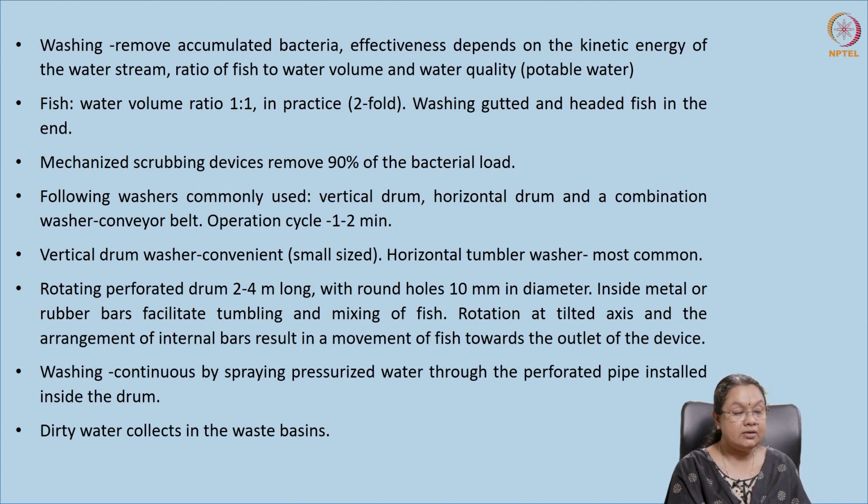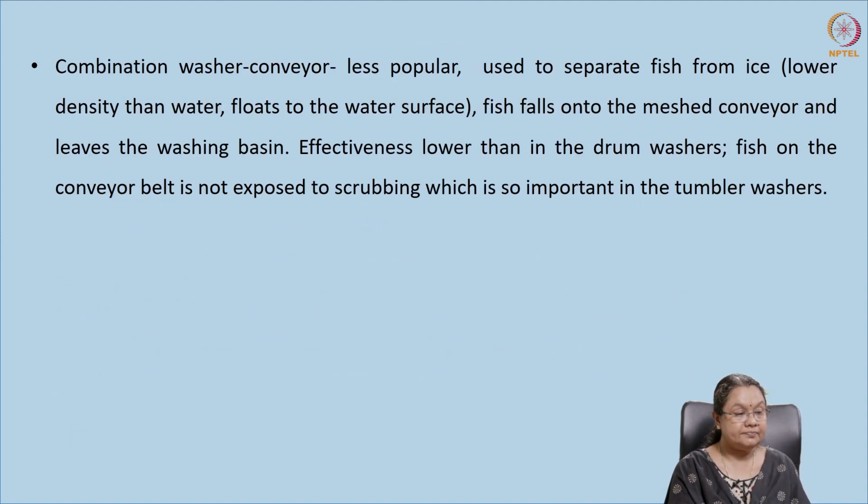And washing in the continuous process is done by spraying pressurized water through the perforated pipes which are installed in the drum. If you are going for a combination, where you combine the drum with the conveyor belt, pressurized water is pumped inside the drum and washes the contents, and the fish is carried to the next section using the conveyor belt. And the dirty water can be collected and used for other purposes.